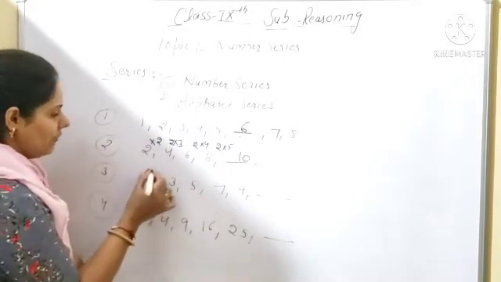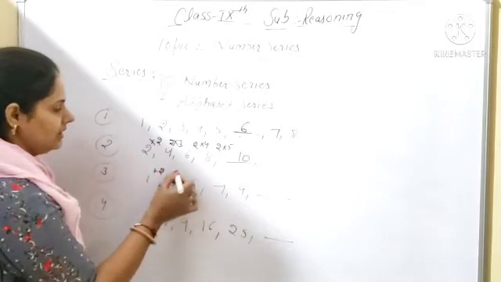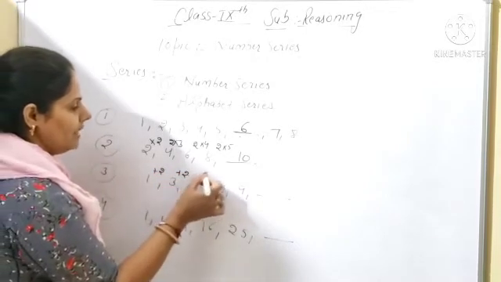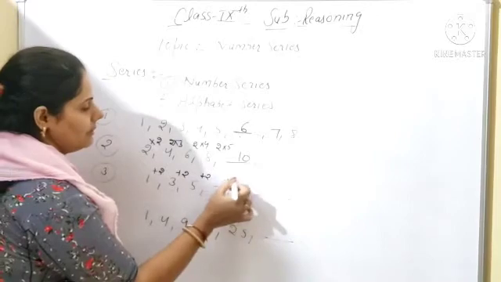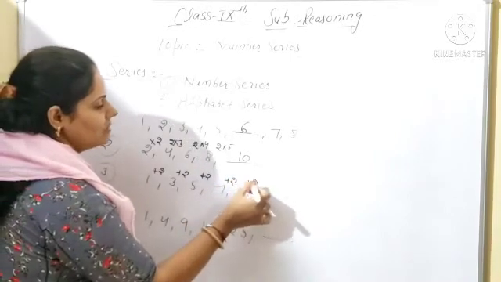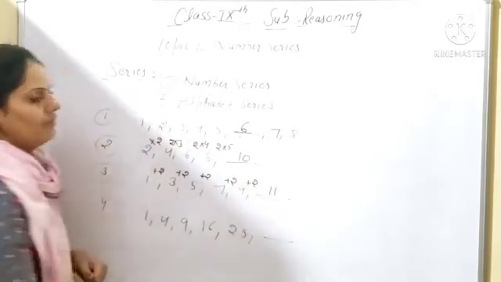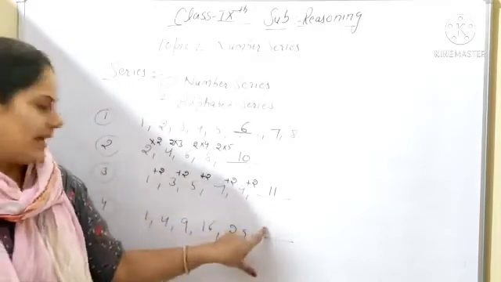After that, for example, next one it is given 1, 3, 5, 7, 9. So here you can see 1 plus 2, you are getting 3. 3 plus 2, 5. 5 plus 2, 7. 7 plus 2, 9. And 9 plus 2, what will you get? 11. So what will be the next number? It will be 11.